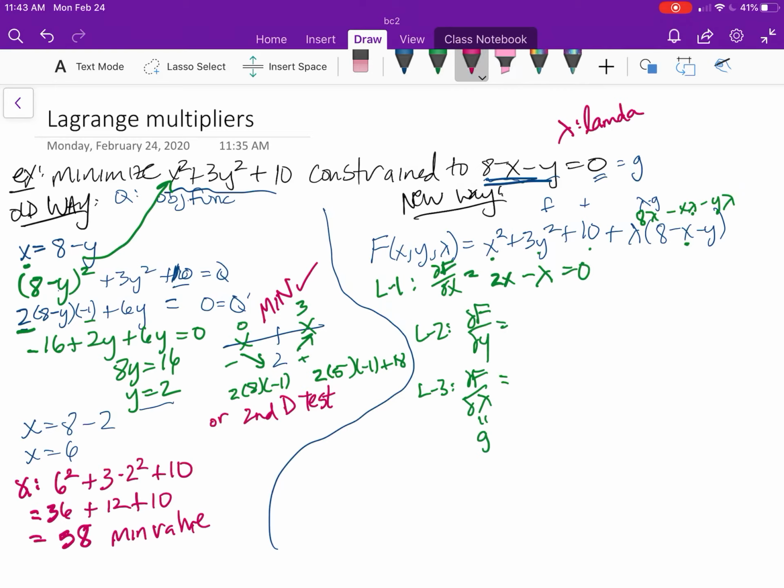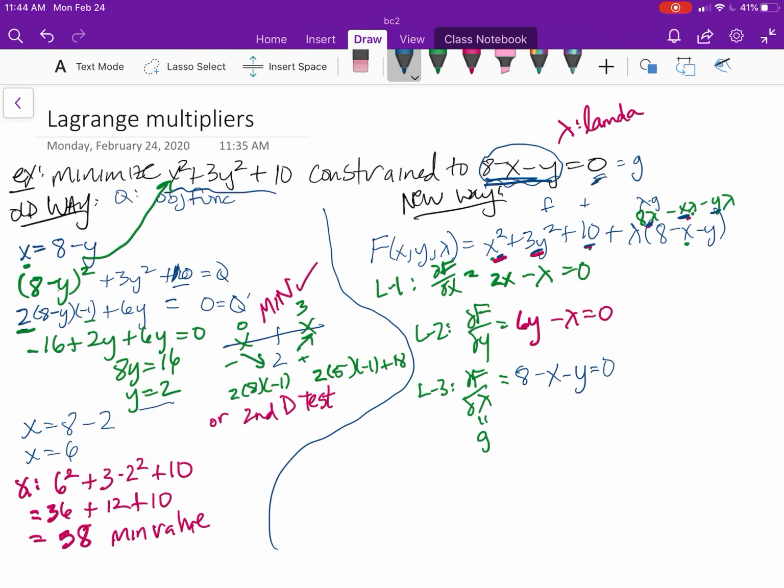Partial y, let's switch colors here. So now we have 0, 6y, 0, 0, 0, and then negative lambda. Okay. And we'll do a third color, blue again, I guess, to show that the partial with respect to lambda is 0, going through it, that's 0, 0, 0, right? Lambda is the only variable. We have 8, negative x, and negative y. But that was our original g function anyways, as long as it was set equal to 0.